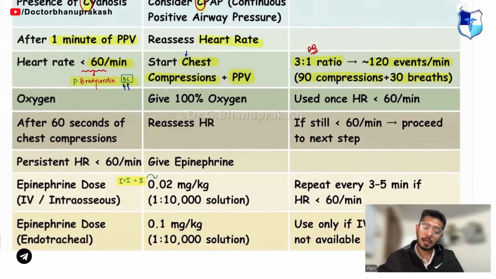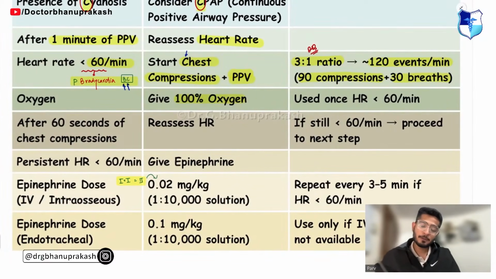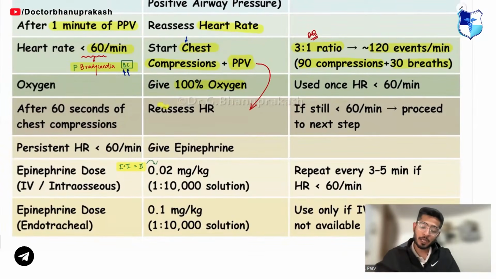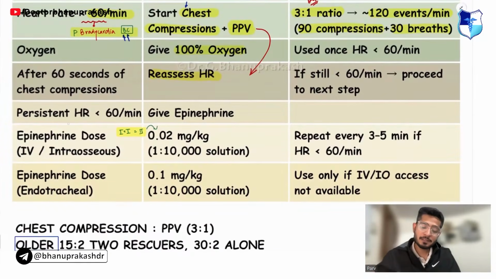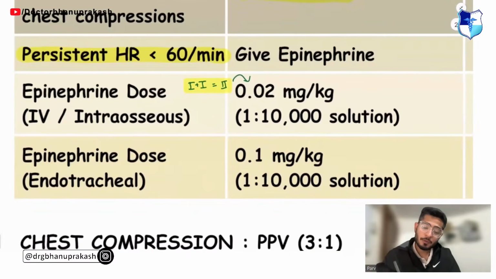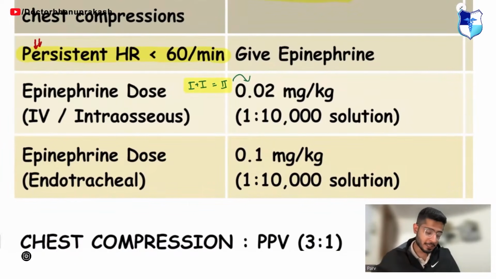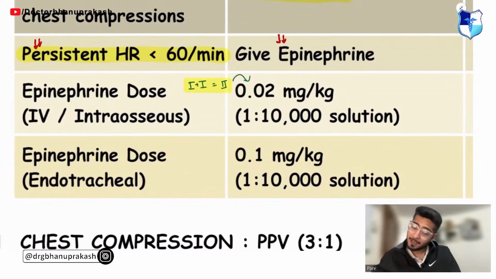Oxygen, of course, 100% oxygen has to be given. And after 1 minute of chest compressions and PPV, you have to reassess the heart rate. And if the heart rate is persistently low, see here, persistently low, P has got E. What is this E? E is for start giving epinephrine.